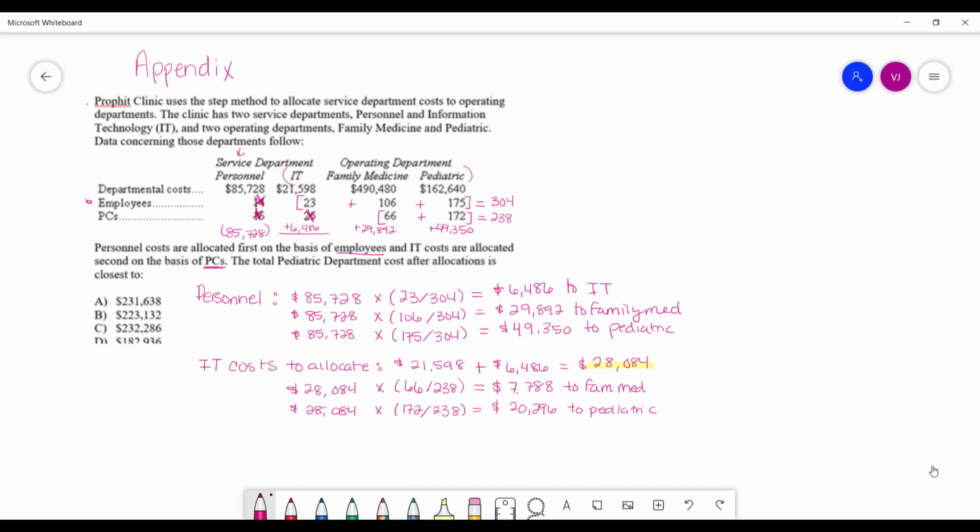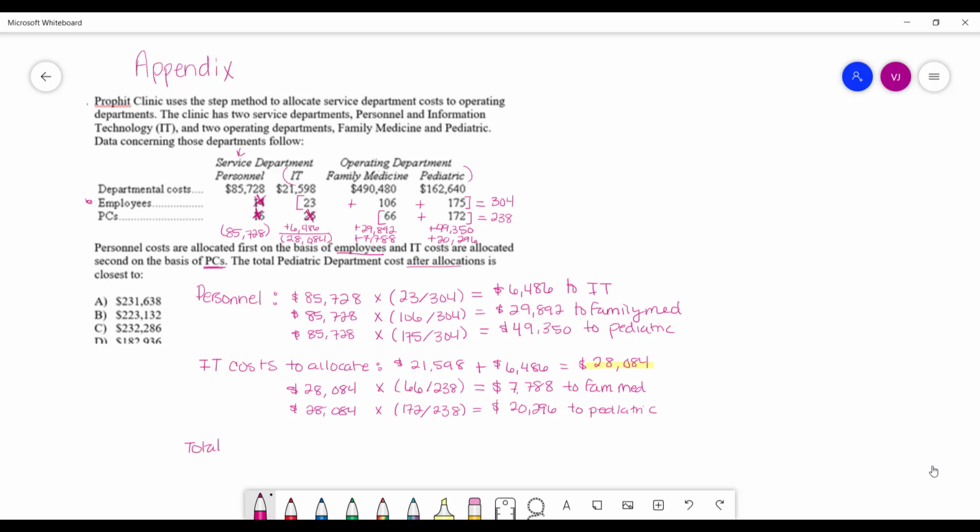All right, so we've successfully allocated all the costs. So all of this, the total 28,084, gets subtracted out from the IT department, and of that we added 7,788 to family medicine, and we've added 20,296 to the pediatric department. Now, what's the question asking? It's asking what's the total pediatric department cost after allocations?